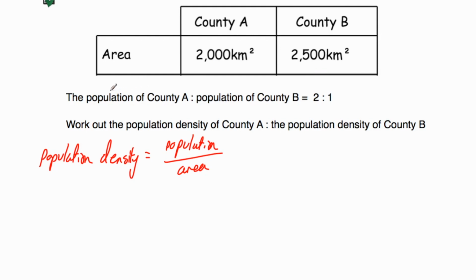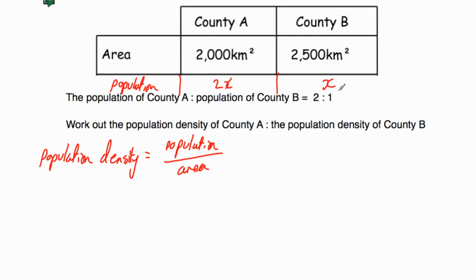So let's add another row on our table, population, County A and County B. Now we know the population of County A is double the population of County B because the ratio is 2 to 1. So I'm going to call the population of County B x to begin with. And that means that the population of County A would be double that. So that's going to be 2x.